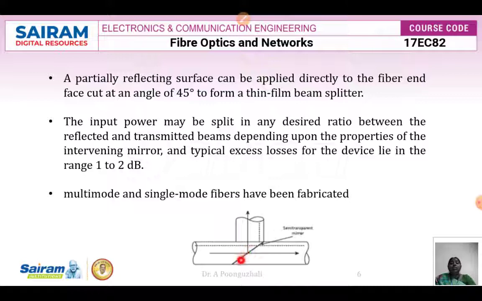So when it is placed at an angle of 45 degrees and the input signal is sent inside the fiber, some of the waves are going to be reflected and some is going to be transmitted. How much percentage of the beam is transmitted and how much is reflected depends on the properties of the semi-transparent mirror we are going to use here. The losses for this device lie in the range of 1 to 2 decibels. Here your multimode and single mode fibers have to be fabricated.